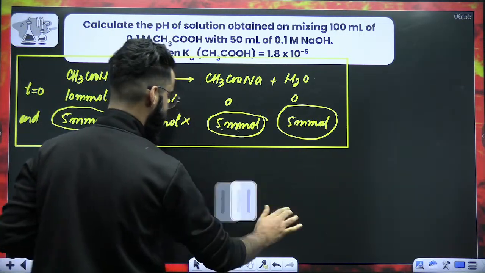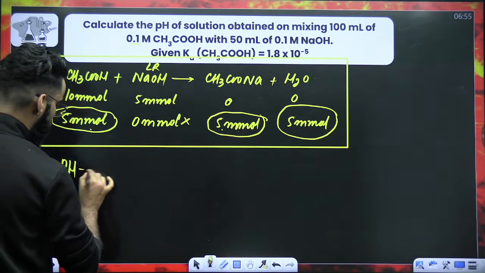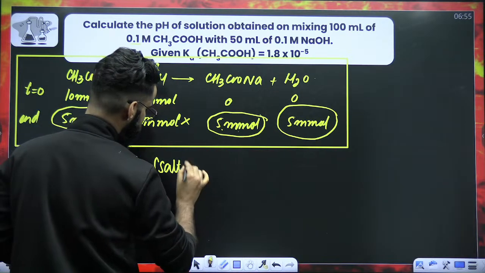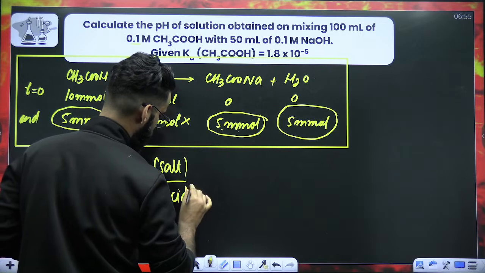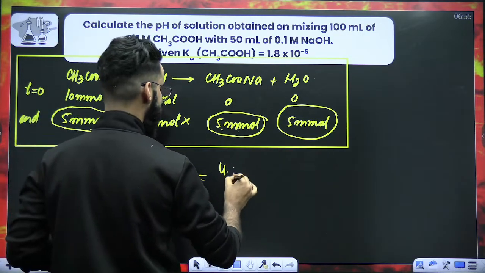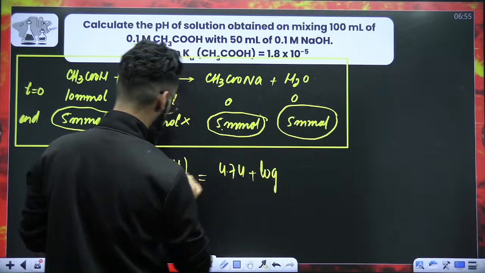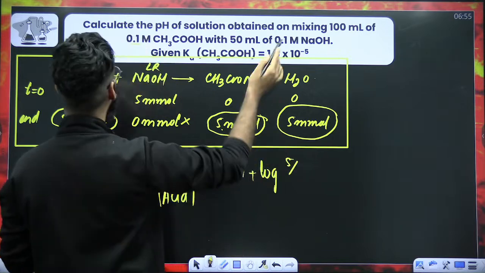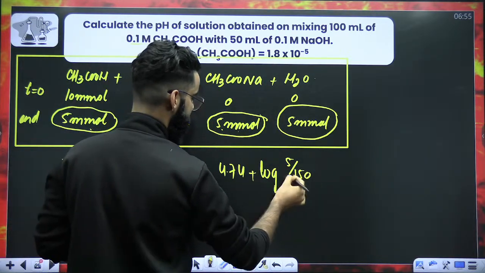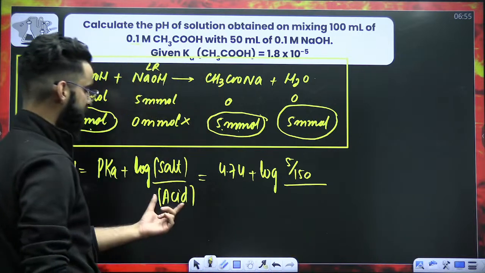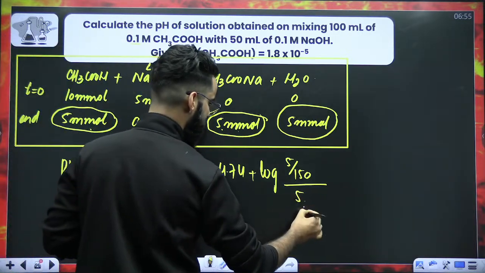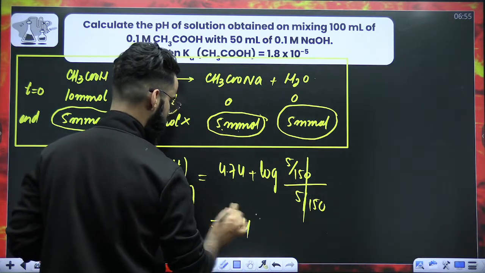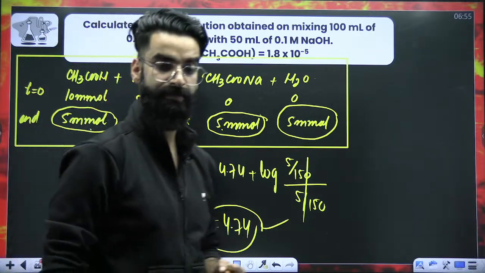So how do I calculate pH? I'll be using the buffer formula. pH will be equal to pKa plus log of concentration of salt divided by concentration of acid, right? pKa you already know, that's 4.74, plus log of concentration of salt. Concentration of salt will be millimoles of salt divided by total volume. Total volume is 100 plus 50, 150. This is the concentration of salt divided by concentration of acid, millimoles of acid divided by total volume. So this whole term is 1, log of 1 is 0. The final answer is 4.74. So 4.74 is the pH of the final solution, which we were supposed to calculate, right?